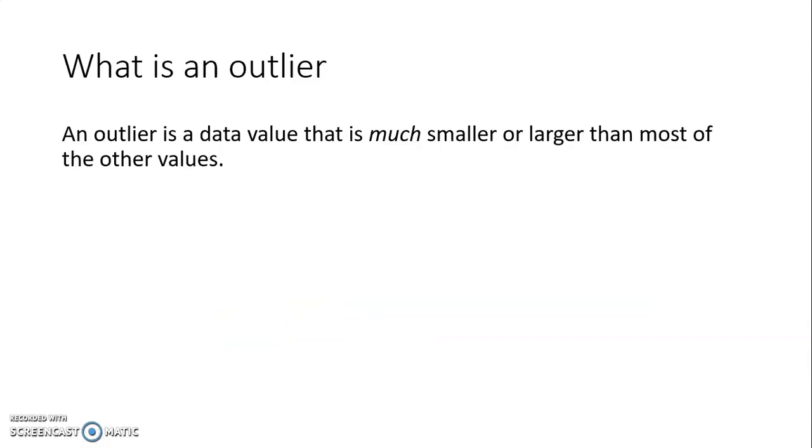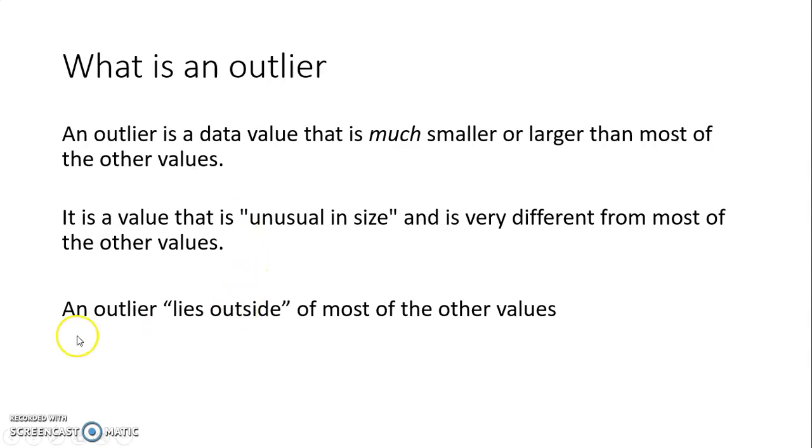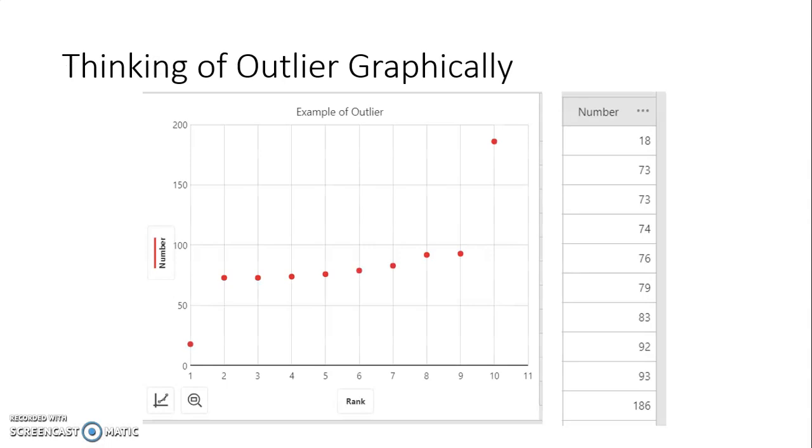So what is an outlier? Well, an outlier is defined as a data value that is much smaller or much larger than the other values in the data set. So it's a value that's unusual in size. And exactly what unusual in size means depends on what values you're looking at. The other way to think about it is an outlier lies outside most of the other values. So let me show you what that looks like.